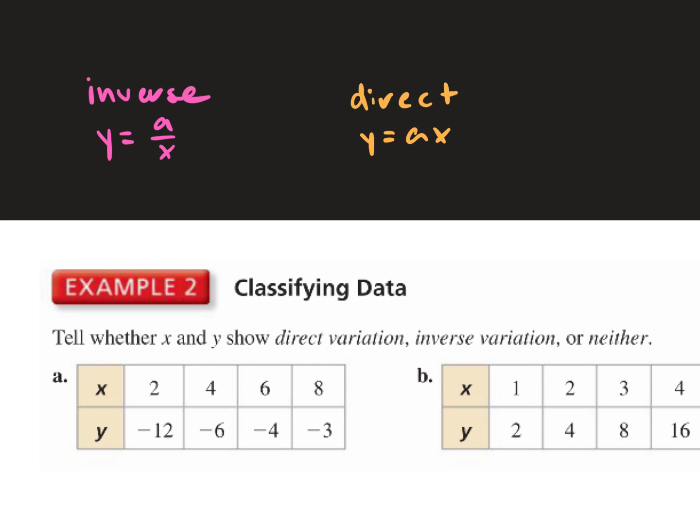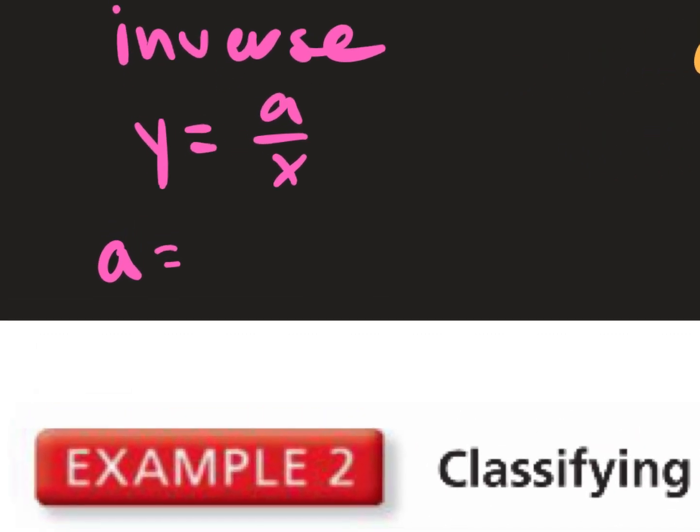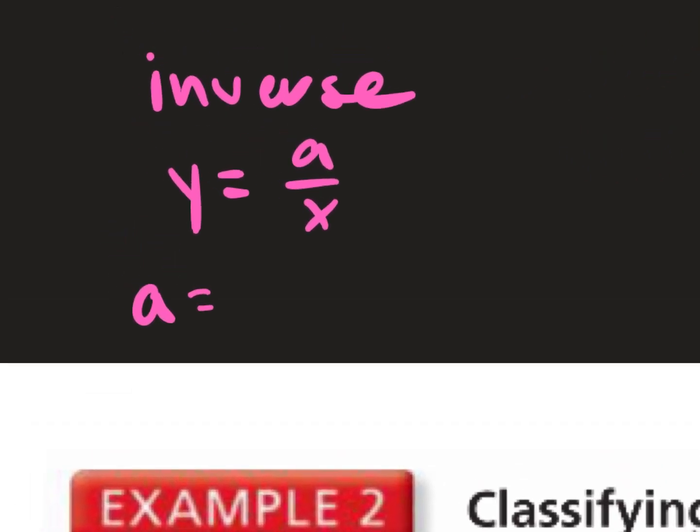Now here, for the tables, it gets a little bit different because we're trying to find what that constant a is. So in my equation here, if I were to solve for a, get that a all by itself, what would I need to do? Multiply by x. So here I have a is equal to x times y.